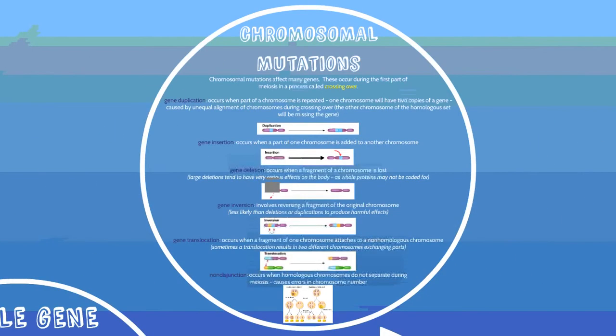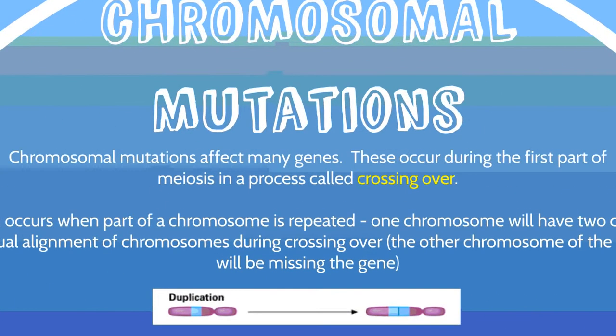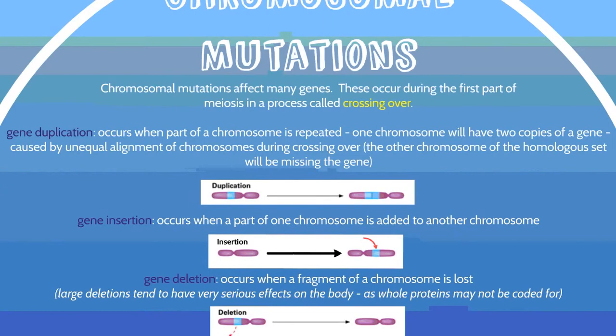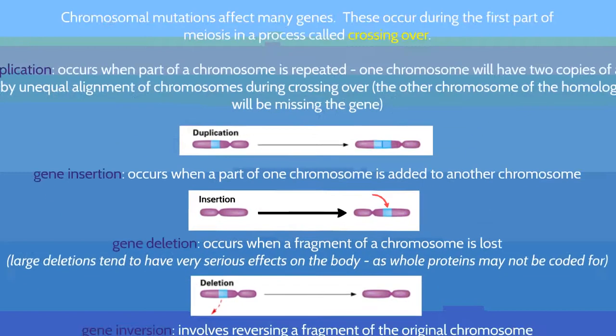All right, then there are chromosomal mutations. These are mutations that affect the entire chromosome. These typically occur during meiosis, the first part of meiosis, during crossing over. You have gene duplication, when a part of that gene is repeated in that chromosome. So it literally is duplicated. And then you have gene insertion, where a piece of a chromosome from another chromosome is inserted into another chromosome.